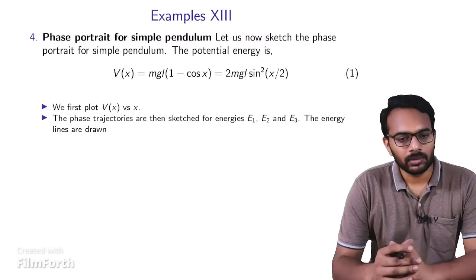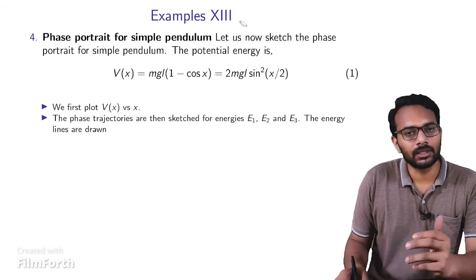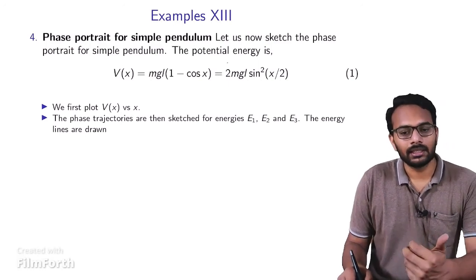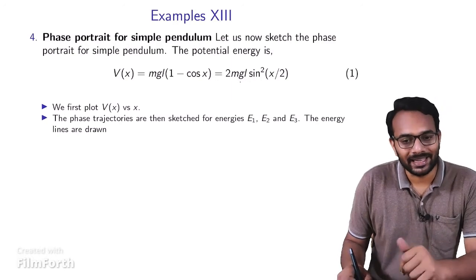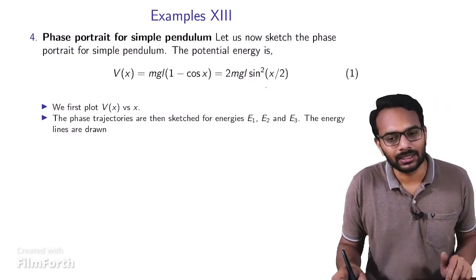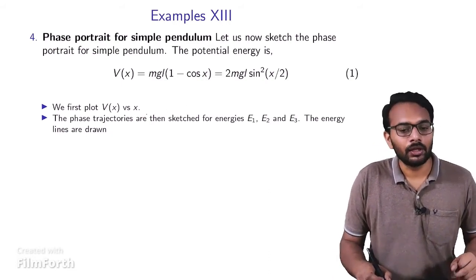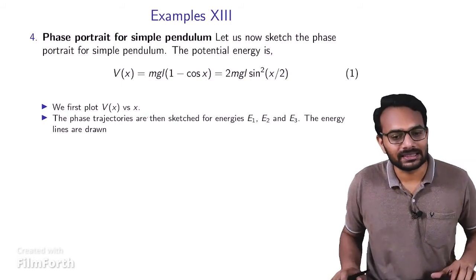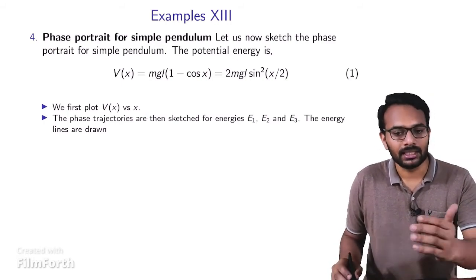The next problem is the phase portrait for a simple pendulum. It's a very familiar system. Let's look at how the phase portraits look. The potential energy as a function of x is given by 1 minus cos x, so you can write it as sine square x by 2, which means it's positive everywhere. First we plot V of x as a function of x. You know the plot for sine, so we don't have to really do the plotting.